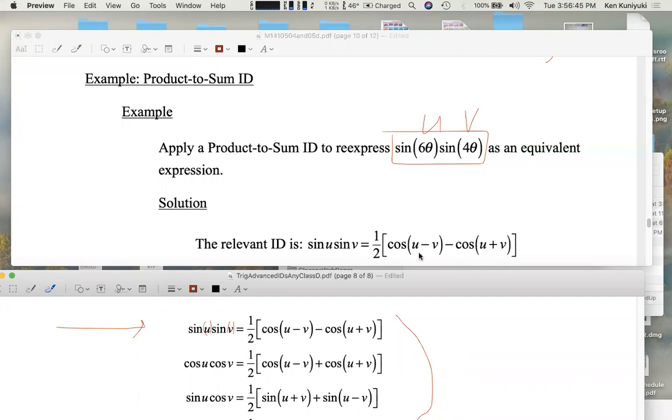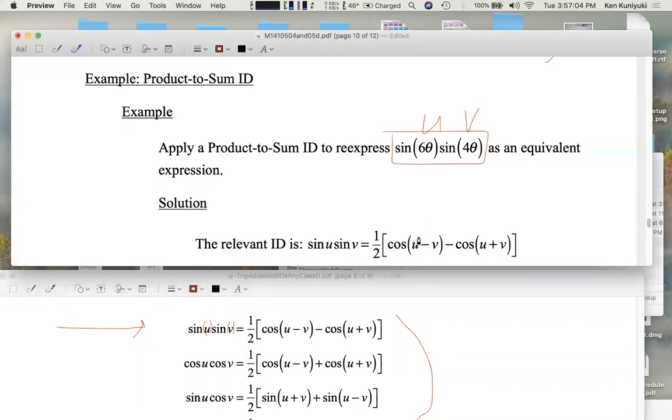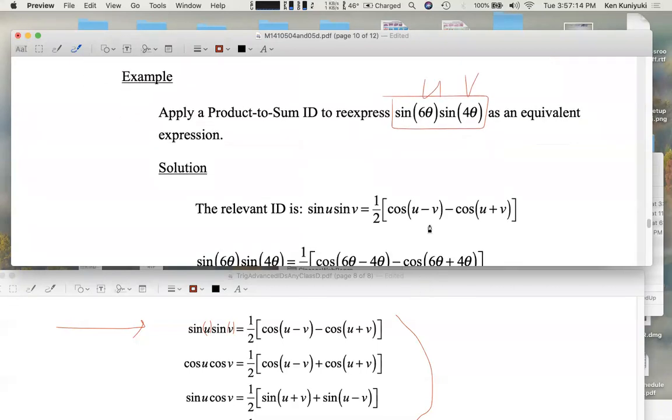But even this over here, whether you put in 6 theta minus 4 theta or 4 theta minus 6 theta, well, they're opposites of each other. And cosine is what kind of function? It's even. So it doesn't matter if you put u minus v or its opposite, or you switch these guys. Either way, it'll work out. So it doesn't matter which guy's u, which guy's v. All right, anyway, let's apply this directly.